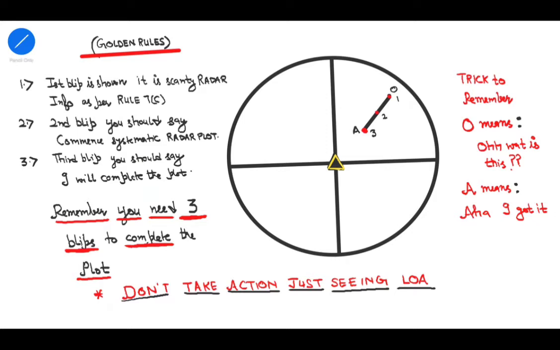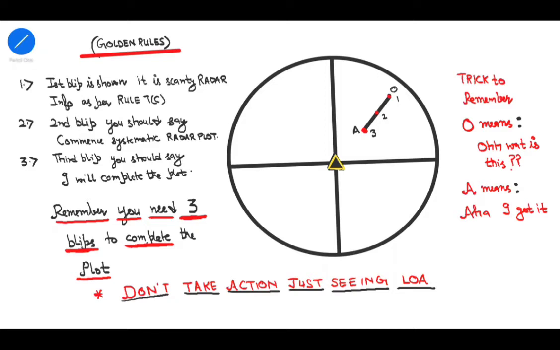Okay. So always remember, if you are shown the first blip, for example, you are shown a first blip like this over here, it is scanty radar info as per rule number 7C. Remember, rule number 7C says assumptions shall not be made on the basis of scanty information, especially scanty radar information. Why does that rule separate scanty information and scanty radar information?